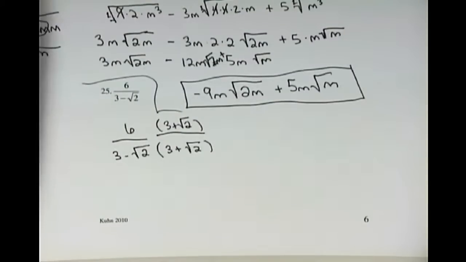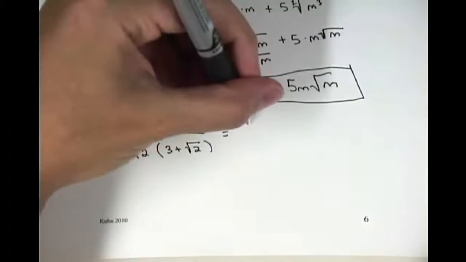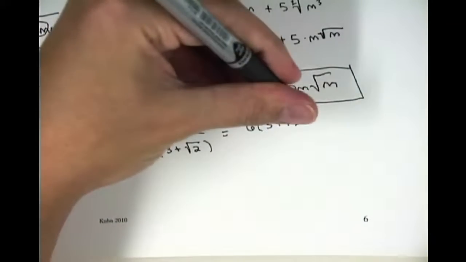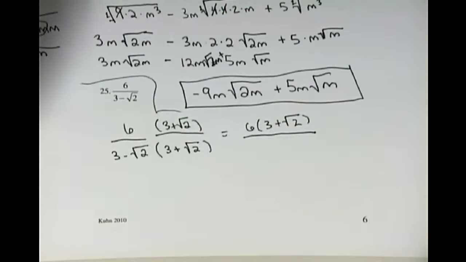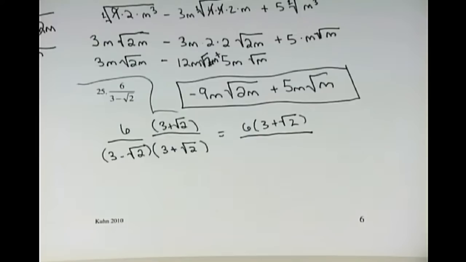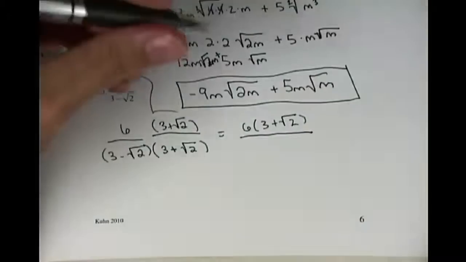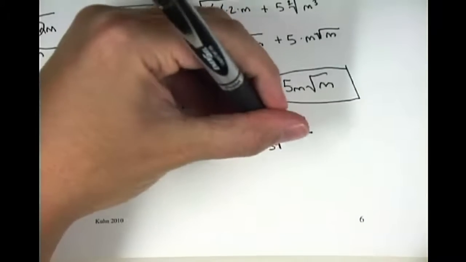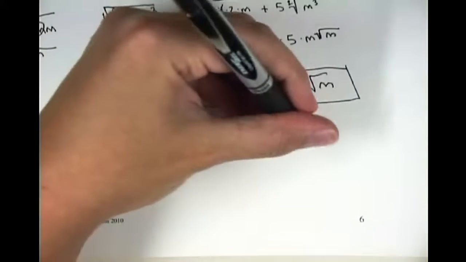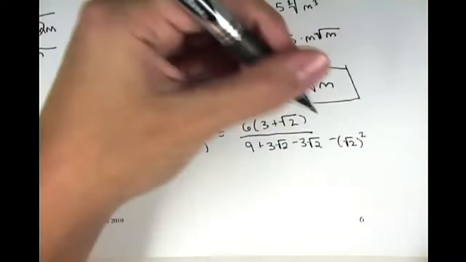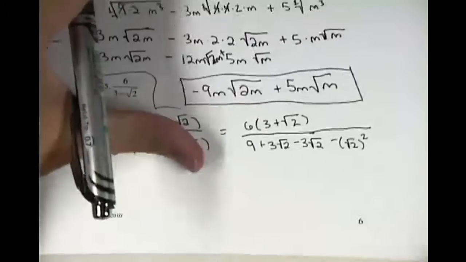Okay. Multiply across the top, distribute your 6. Or don't distribute your 6. You can save that for later. Right? Save the good stuff. On the bottom, put your denominator pieces in parentheses to remind yourself that you're FOILing. You're multiplying binomial expressions. So to FOIL these together, we'd have 9 plus 3 square roots of 2 minus 3 square roots of 2 minus the square root of 2 squared. Okay? And that's important.